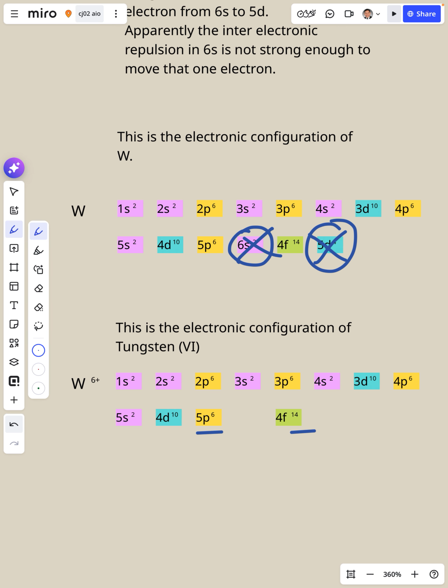So we read again the electronic configuration of tungsten 6+: 1s2, 2s2, 2p6, 3s2, 3p6, 4s2, 3d10, 4p6, 5s2, 4d10, 5p6, 4f14. That's the electronic configuration of tungsten 6+.